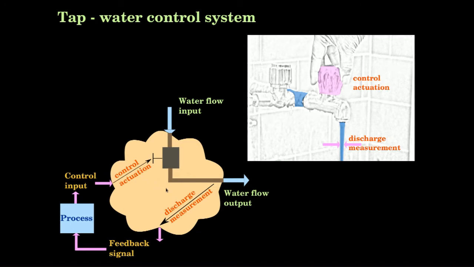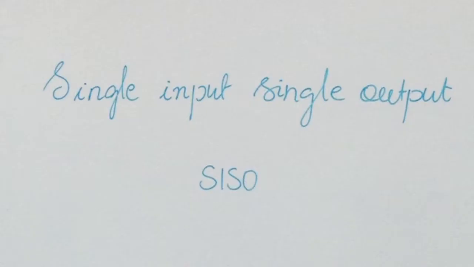So, this is the framework that you would have put a particular, there are many physical systems that you will see that. This is a very simple single control input, single output, controlled output. So, this is a SISO system. In literature, you will see that it is called SISO, single input, single output system.